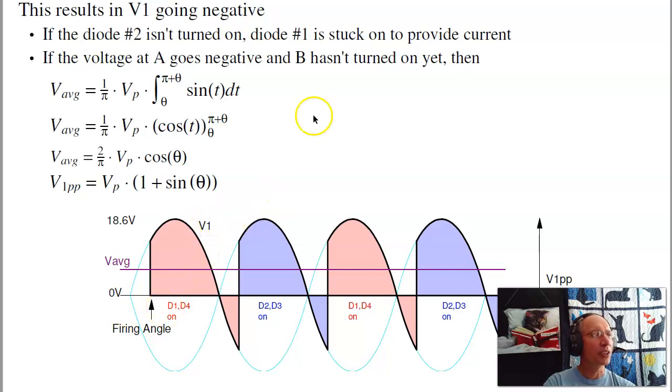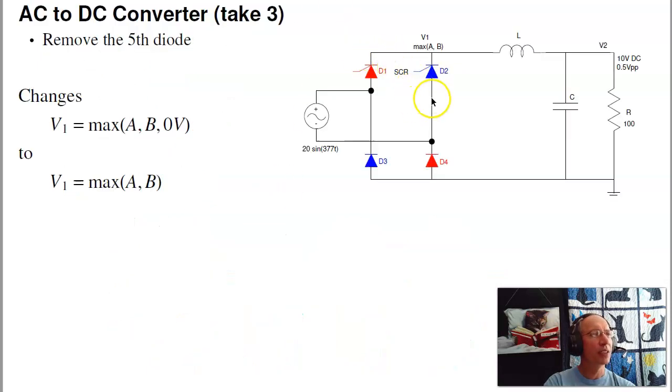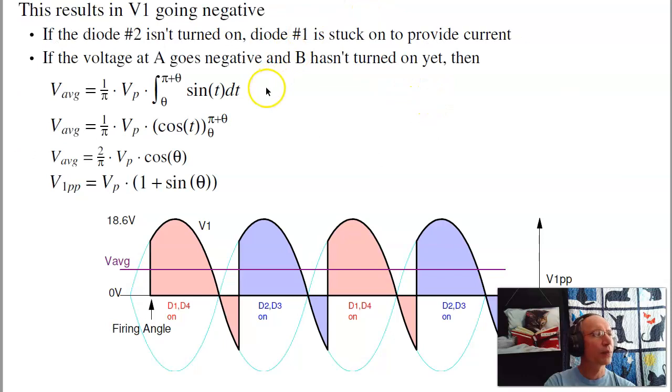Some circuits use the 4-diode model. Some use 5. If you use the 4-diode model, then the average voltage will be 1 over pi times the peak, times 2 over pi, times cosine theta. And the peak-to-peak voltage will be the peak right here, plus that distance.